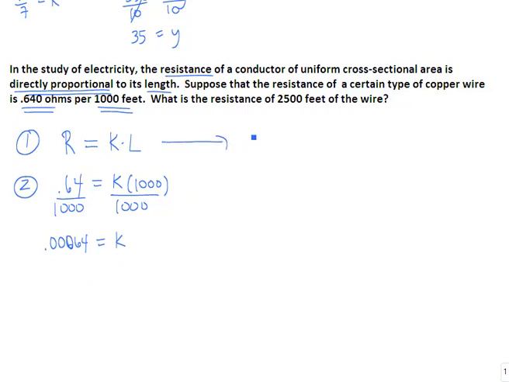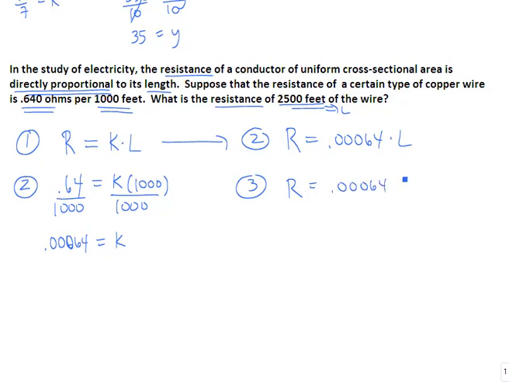Let's substitute it back into our original relationship, and now we have the resistance R is always going to be 0.00064 times our length. So to answer the actual question, we want to know what is the resistance when we have 2,500 feet of wire. 2,500 feet is our length. So we know what L is, we're looking for R. So we're going to leave R in the problem, and we're going to substitute in 2,500 for L.